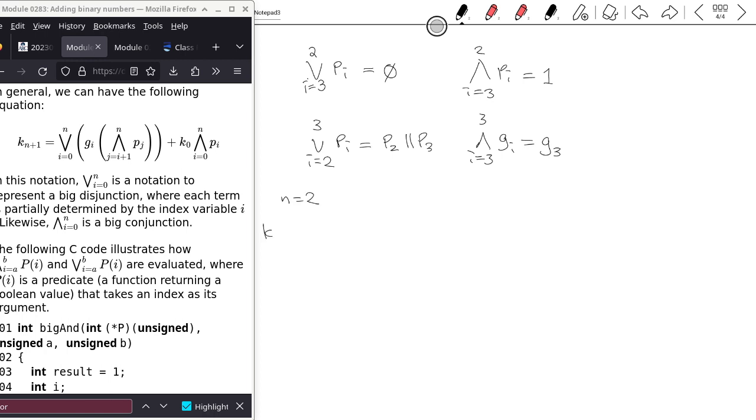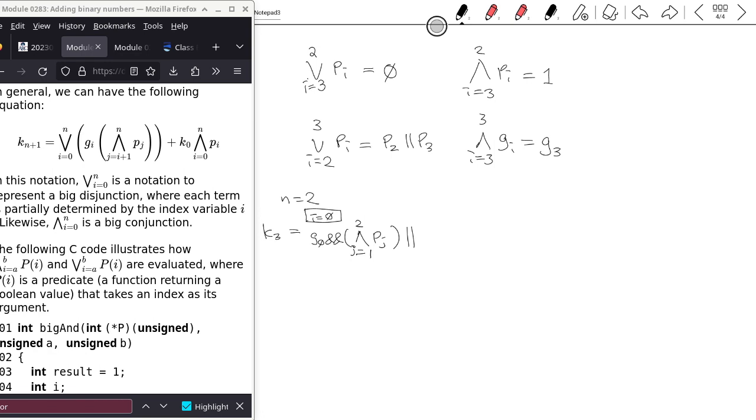All right, so N is 2. So K of 3 is... Now, this time I'm expanding. So the big OR notation is going to expand 1 when I equals 0. So when I equals 0, we have G of 0. And then in here, we have the big AND notation of J. J is supposed to start with I plus 1, and in this case, I is 0, so J would start with 1, going to N. N is already known as 2, and then in the equation, we have P of J inside here.